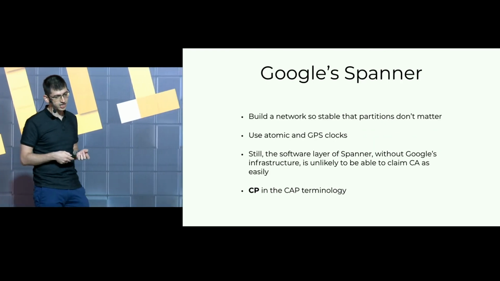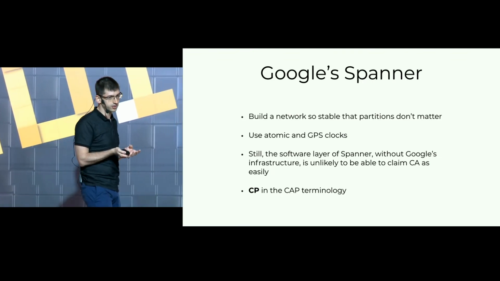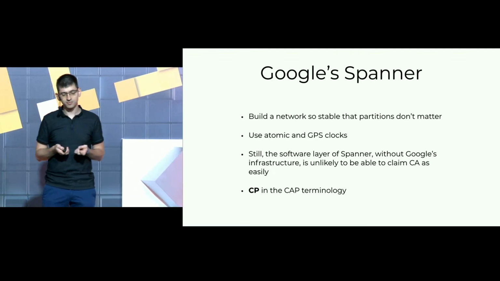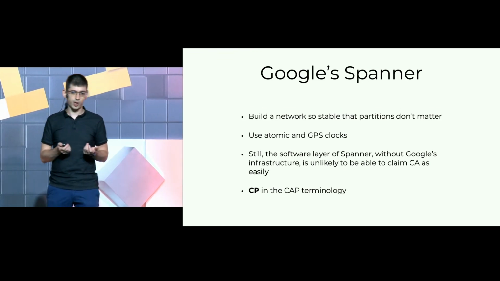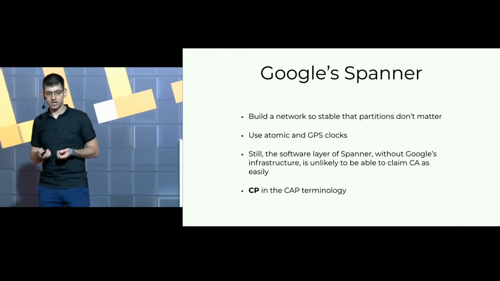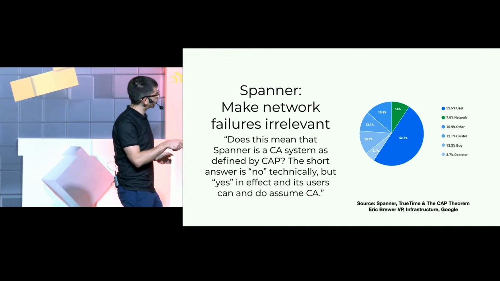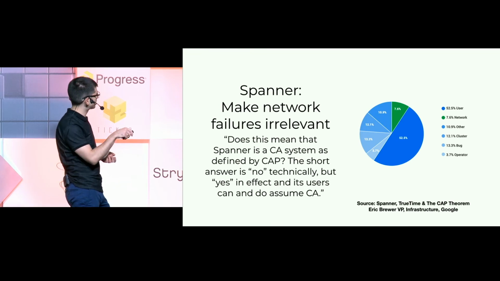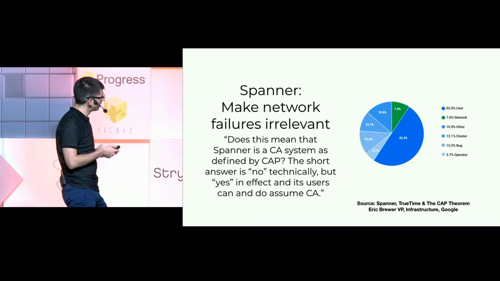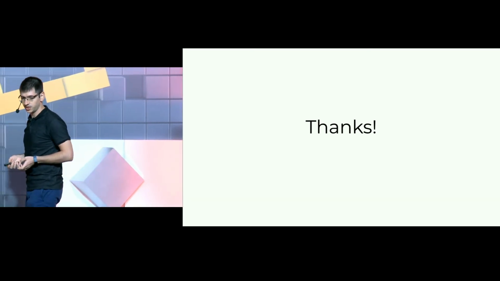And Google Spanner, they basically build a system where the network is so stable that they basically assume it never fails. In fact, it turns out that it does fail sometimes. And when it does fail, Spanner is going to choose to be consistent instead of available. So it's also a CP system in CAP terminology. That's a quote from one of the guys that actually created the CAP theorem, which says, the short answer is no technically, as in is Spanner a consistent available system, but yes in effect, and its users can and do assume CA. Okay, that's about it.